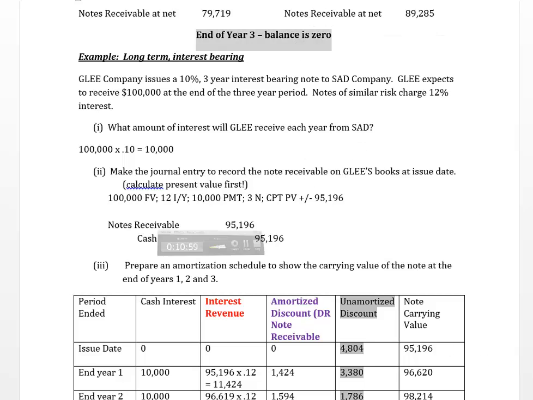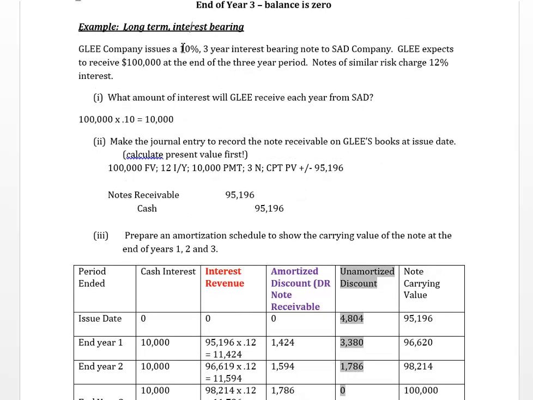Okay, folks, welcome back. Now we're going to look at an example of a long-term interest-bearing note. So here now we've got Glee issuing a 10% 3-year interest-bearing note. So there's your coupon. It's stated now, right? Glee expects to receive $100,000 at the end of the 3-year period. Notes of similar risk charge 12%.